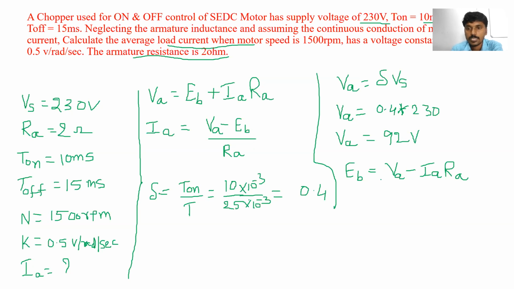Okay. So here for finding the EB value, we should know the value of IA, the armature current. But here we are going to find out the armature current. So we cannot use this formula. Can we use this formula? Because we are going to find out IA, but in this EB equation, VA minus IA RA, we don't know the value of IA. So we cannot use this formula. So is there any other formula?